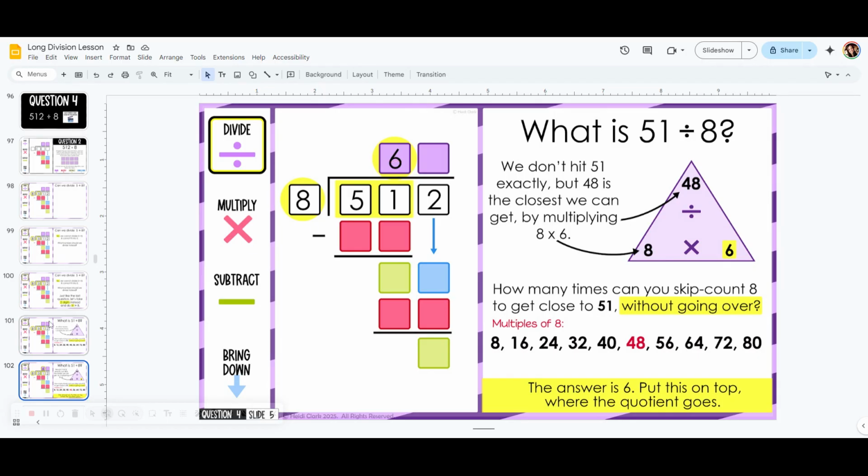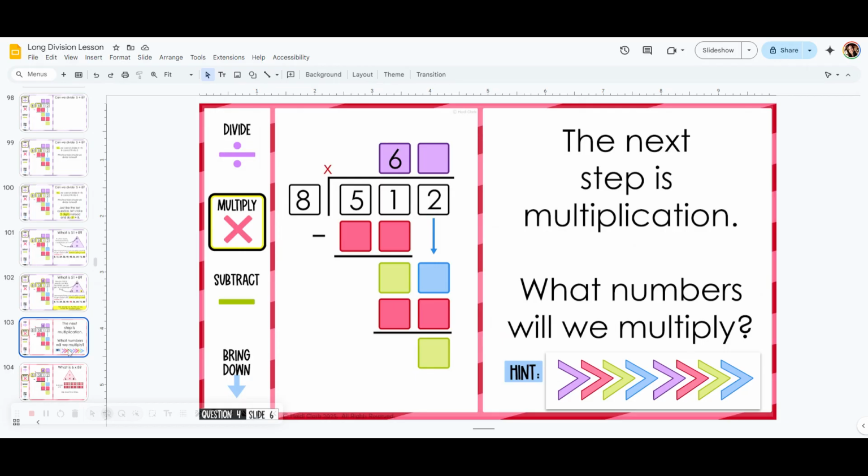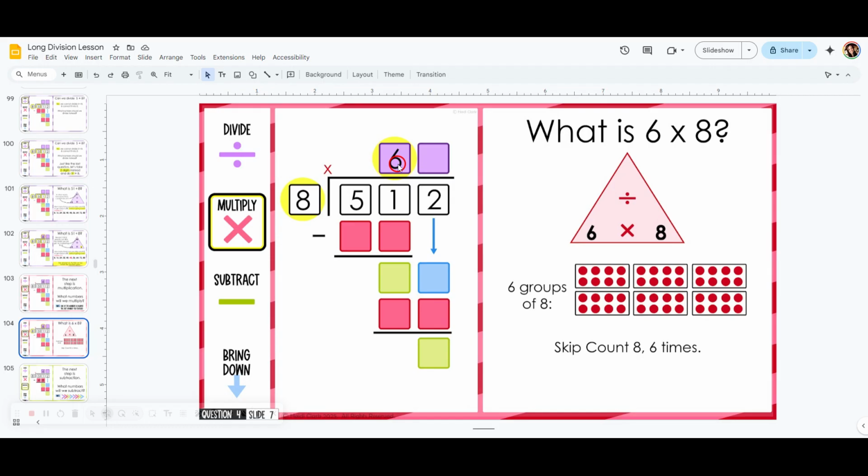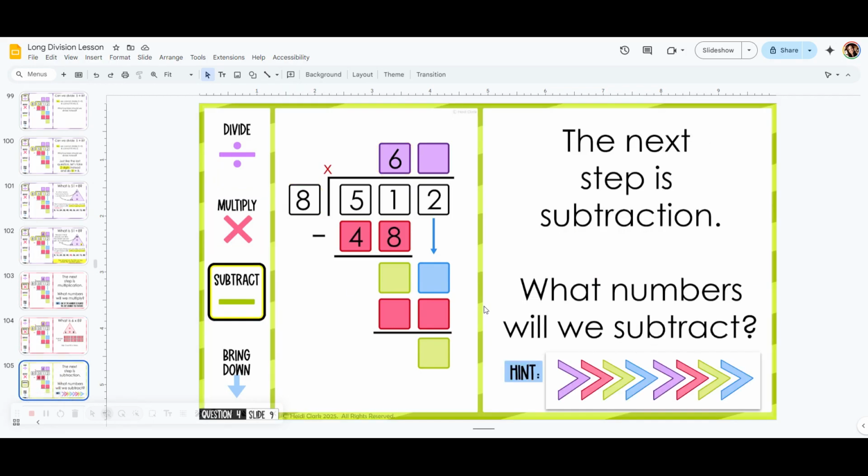The next step is to multiply. So think about the last number that you touched. What numbers will we multiply? And it is always one of the numbers that you just used. In our case, we just put that 6 in. You're going to use that. You're going to multiply 6 times 8. And what is 6 times 8? Make some groups or skip count. 6 times 8 is 48. So put that here in the red boxes.